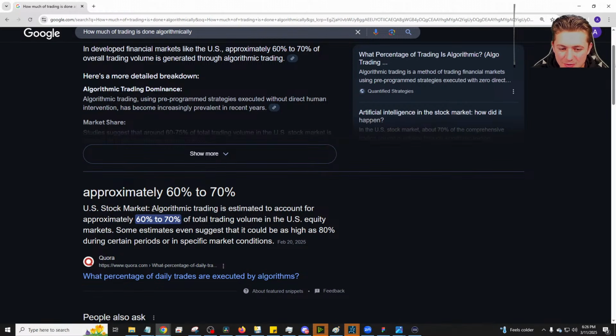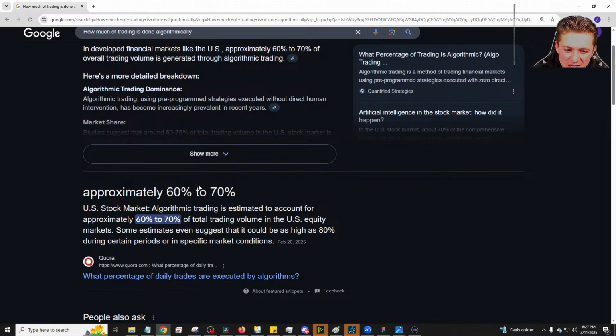So in the US stock market, algorithmic trading is estimated to account for 60 to 70% of total trading volume, which means 60 to 70% of the transactions going through are automated and done by algorithms. Some estimates could be as high as 80%, which is not surprising at all. It's slowly moving towards everything being automated, right?